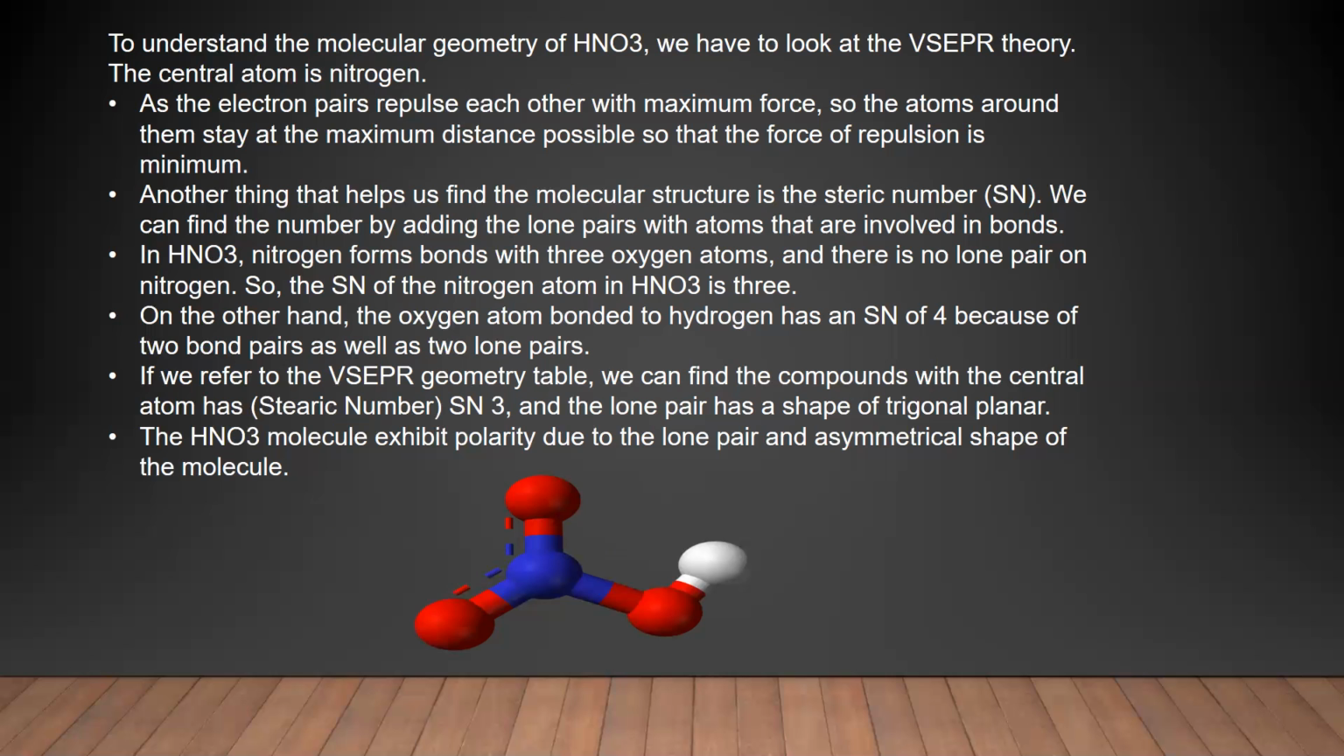So the steric number of the nitrogen atom in HNO3 is 3. On the other hand, the oxygen atom bonded to hydrogen has an SN of 4 because of two bond pairs as well as two lone pairs. If we refer to the VSEPR geometry table, we can find that compounds whose central atom has steric number SN3 and no lone pair have a trigonal planar shape. The HNO3 molecule exhibits polarity due to the lone pairs and the shape of the molecule.